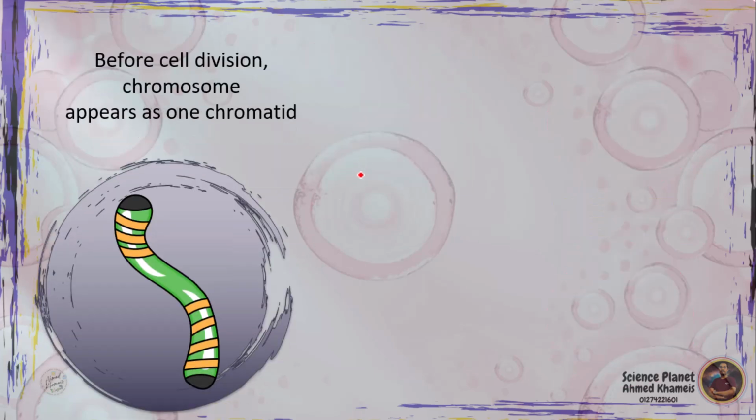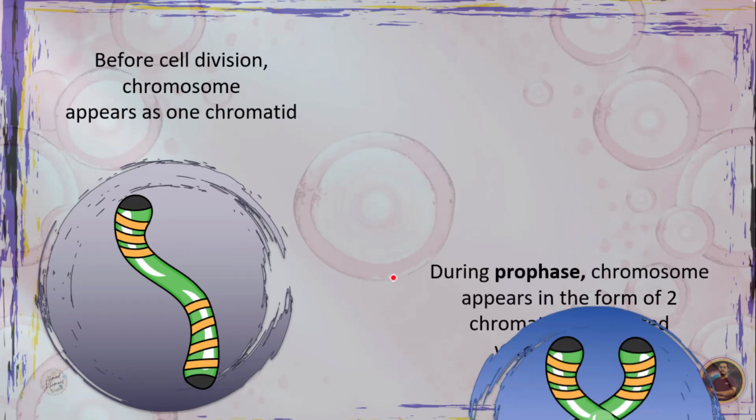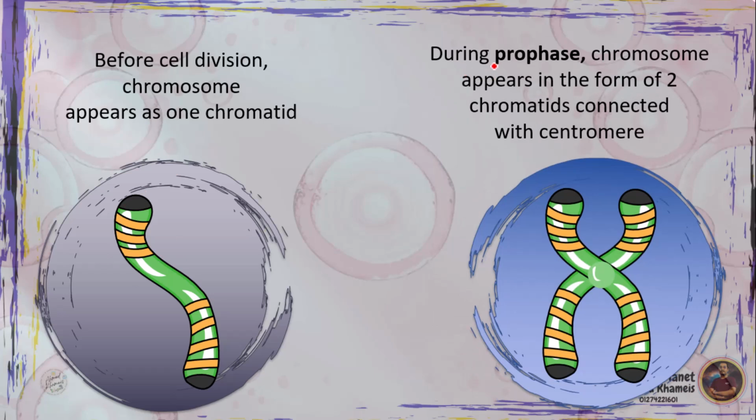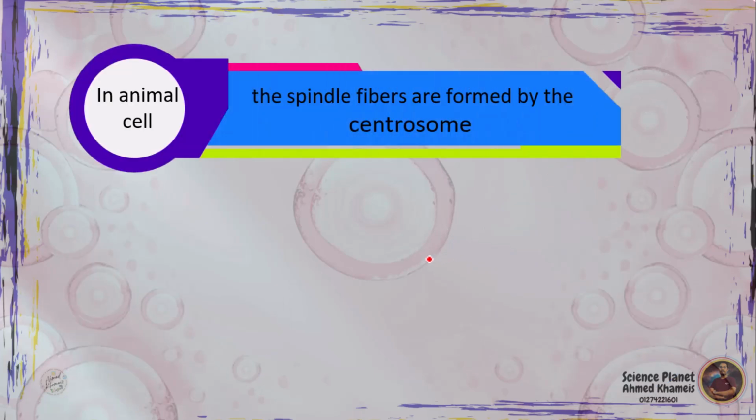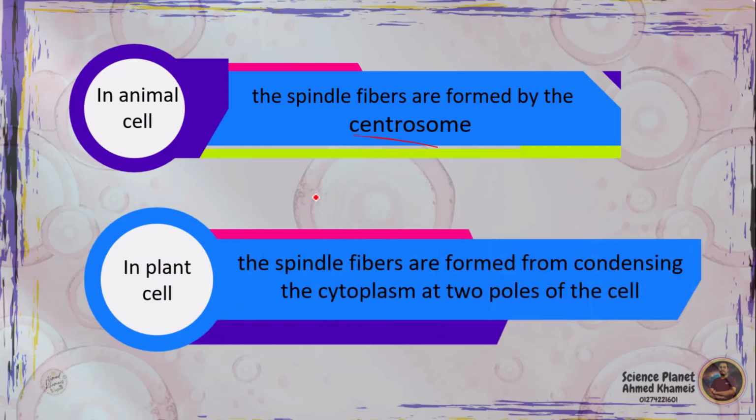And notice that before the cell division, chromosomes appear as one chromatid, and by the end of, or during, the prophase, the chromosomes appear in the form of two chromatids connected by the centromere. In animal cells, the spindle fibers are formed by the centrosome, and in plant cells, the spindle fibers are formed by the cytoplasm.